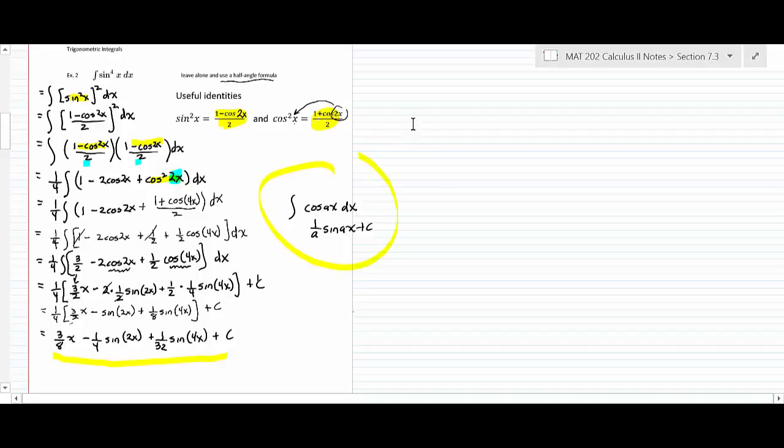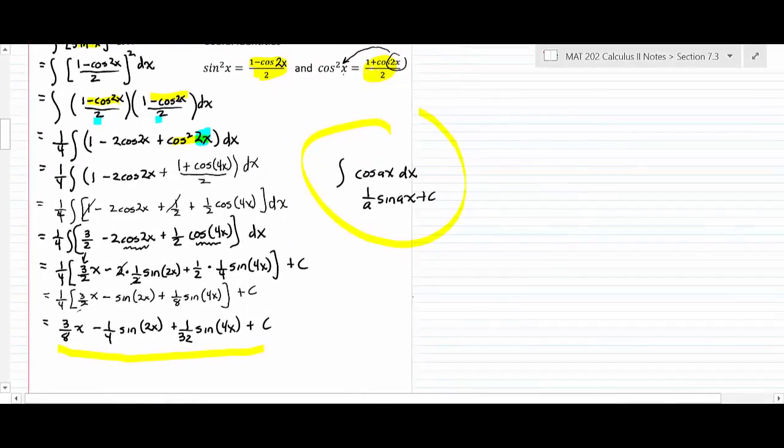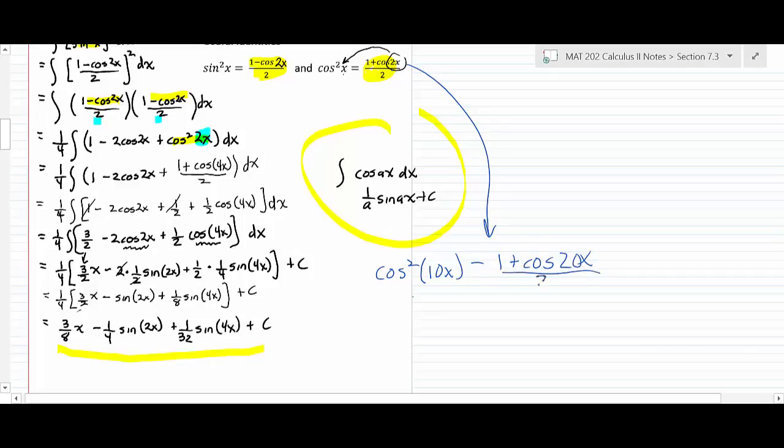Can you explain how you got 4x again? Yes, that's a key thing on there. The idea is, as an example, if you had something like cosine squared of 10x, when you're looking at this identity, that's the same as 1 plus cosine, and what does it say? Double that, whatever that is. So double 10 would be 20x over 2 like that.